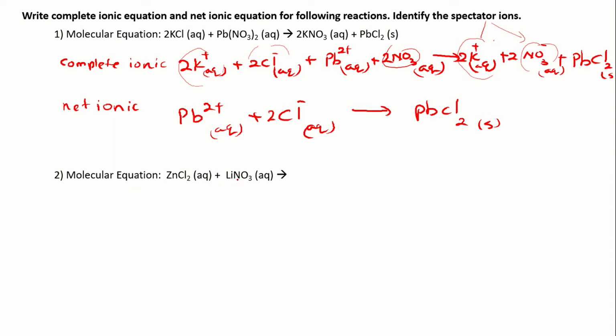Now in the next equation, you have zinc chloride and lithium nitrate. Now this is going to be a precipitation reaction. You can do the double displacement and see if there is anything actively going on. So do the double displacement. Pair up zinc with nitrate and then lithium with chlorine.